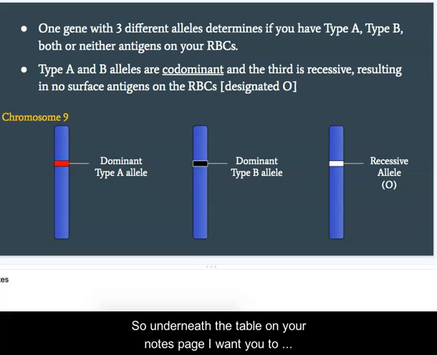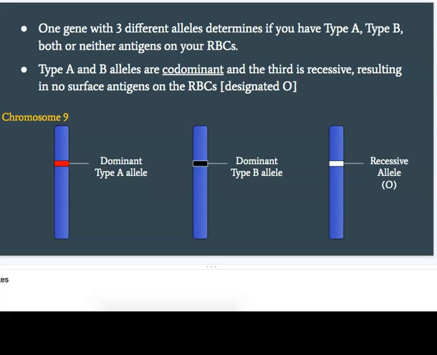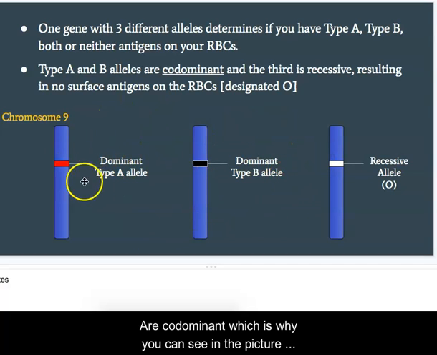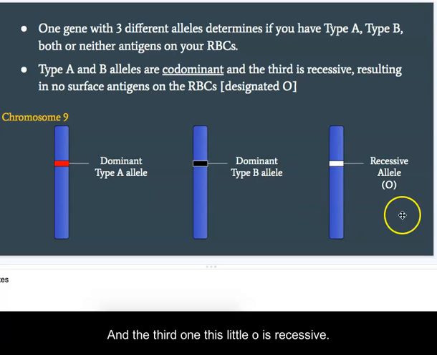So underneath the table, this is where we actually tie it back to some of the genetics that we have learned. Underneath the table on your notes page, I want you to make sure that you get these bullet points down. In this case, we have one gene, which is located on the 9th chromosome, and there are 3 different alleles. There is a type A allele, a type B allele, and a type O allele. Type A and B are co-dominant, which is why you can see in the picture here that they both say dominant. And the third one, this little O, is recessive.